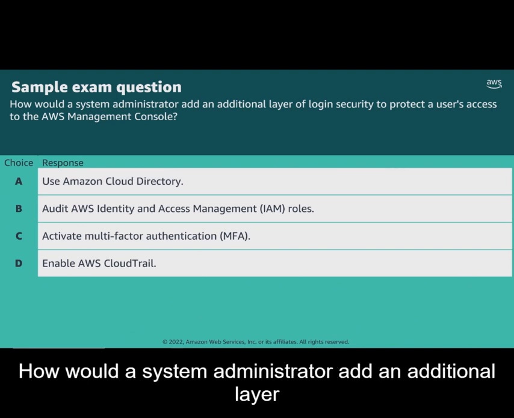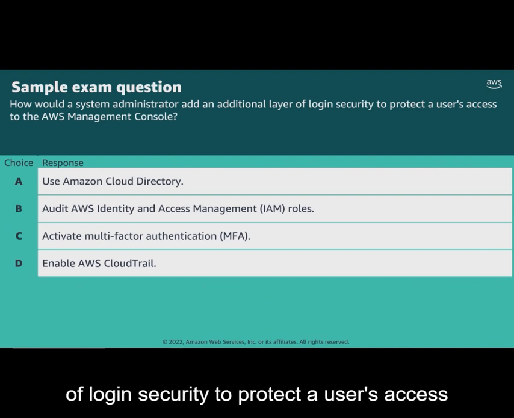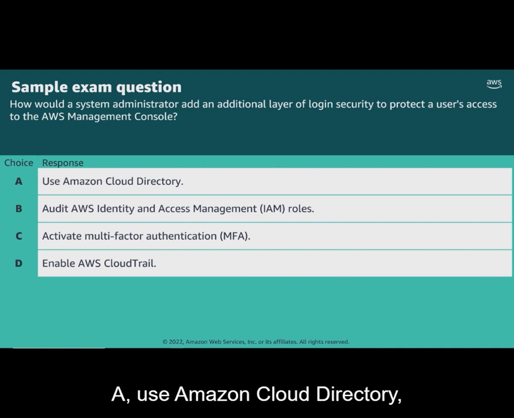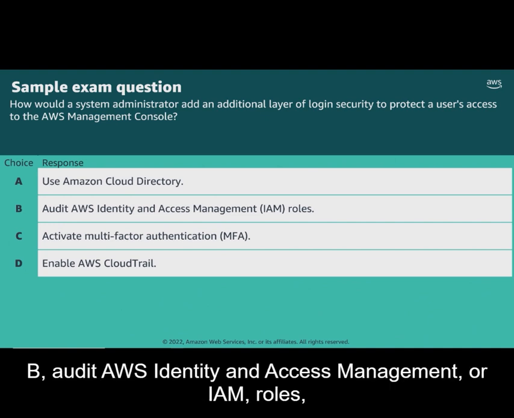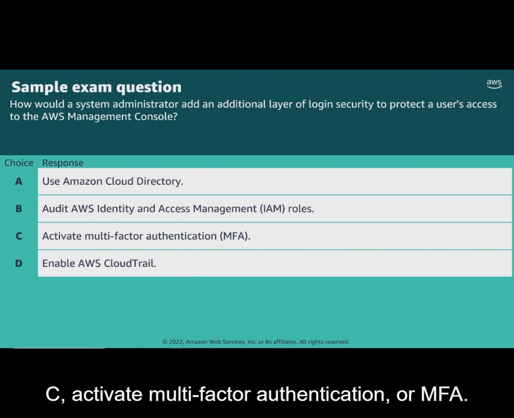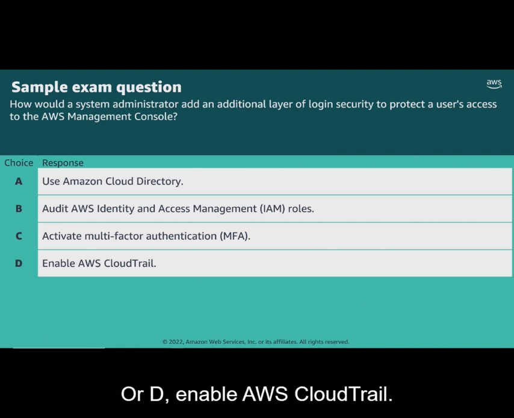How would a system administrator add an additional layer of login security to protect a user's access to the AWS Management Console? A, use Amazon Cloud Directory. B, audit AWS Identity and Access Management, or IAM roles. C, activate multi-factor authentication, or MFA. Or D, enable AWS CloudTrail.